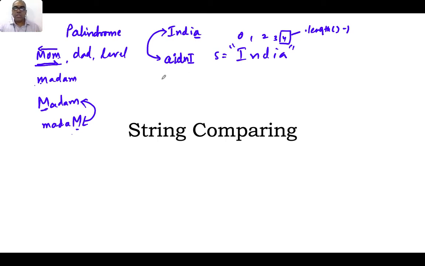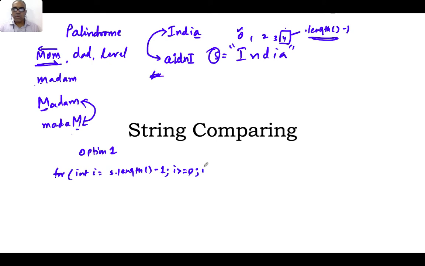Option 1, I'm going to write down here. I'm going to say for int i is equal to, S is my variable, S dot length minus 1. Why? Because S dot length in this case will be 5, 5 minus 1 is 4, so my first number generated is 4. Greater than or equal to 0, I need to go till 0, i minus minus.